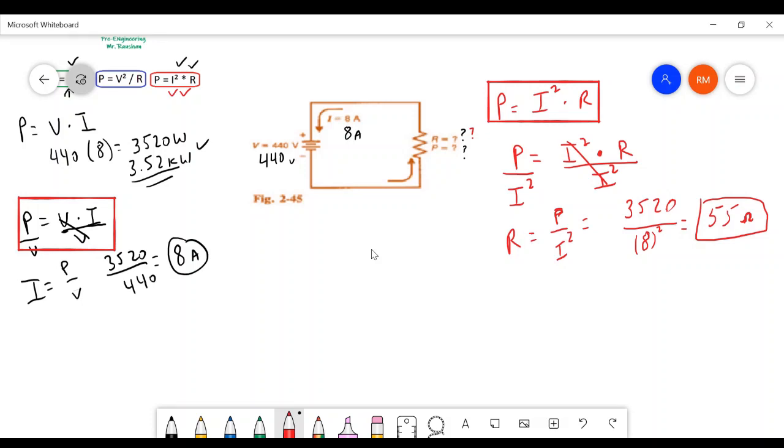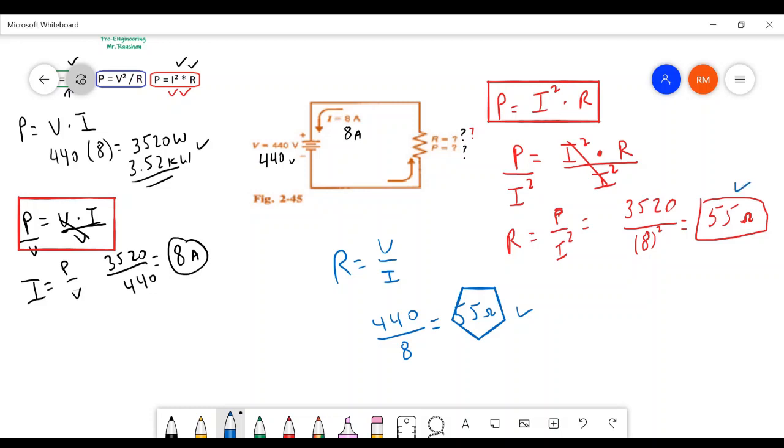Does that make sense though? Is that R really accurate? Let's do Ohm's law and see if it works out. And we'll use blue for Ohm's law. So R is equal to V over I, right? What is my voltage? My voltage is 440. What is my I? My I is 8. So what should we get for my resistance? Work it out on your calculator, see what you get. I got 55 ohms. So my answer checks out. I got 55 ohms here, 55 ohms here.